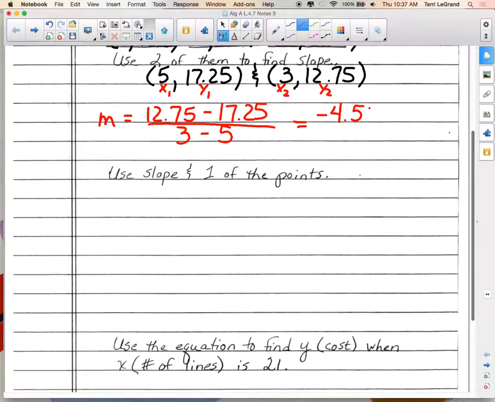Yeah, good job. 3 take away 5 downstairs is negative 2. Okay, a negative, we don't need our calculator now. A negative divided by a negative is a positive. $4.50 divided in half is 2.25. Okay, so we just found our slope.